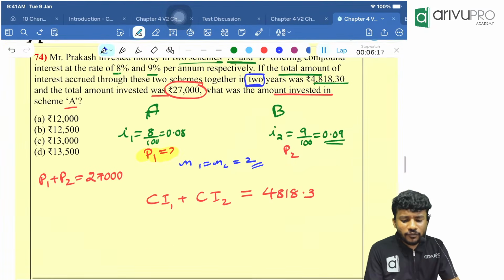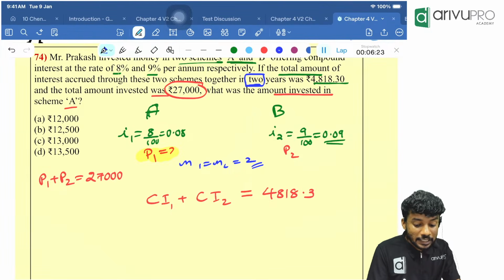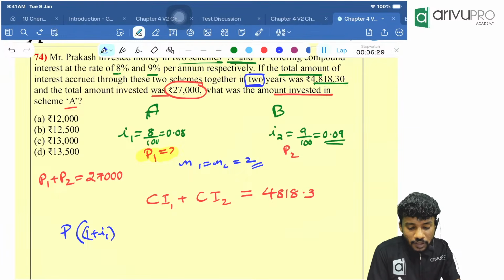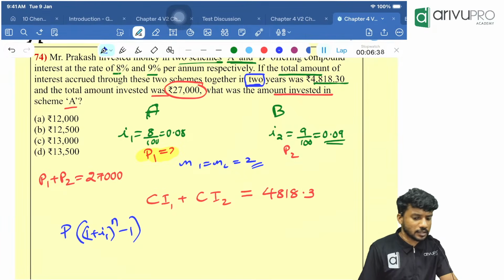Now, what is the formula for CI? P into 1 plus I the whole power n minus 1. For CI1, I can write it as P1 into 1 plus I1 the whole power n minus 1. Can I write this way? Is this correct? Hey, tell me, is this correct? Yes. Compound interest, it is correct.